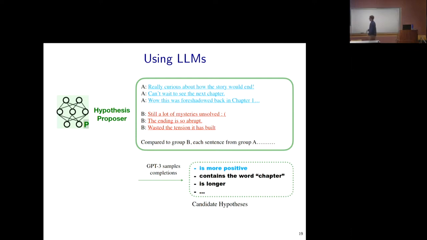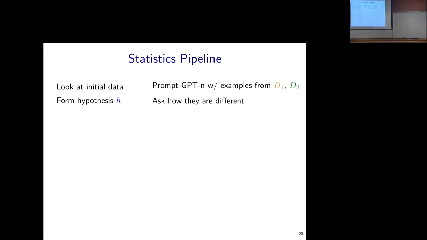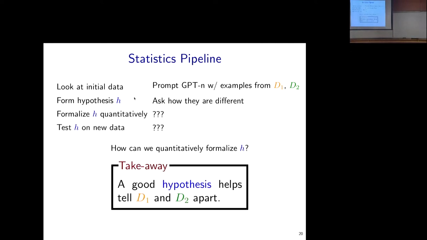So the nice thing is basically once you have the hypothesis, this context window problem goes away, because if I want to just test the hypothesis, I can do a for loop and test each example in my data set individually. So I no longer have the context length problem. So we start with these two steps that we've already done, looking at the data and forming a hypothesis. And to formalize this hypothesis quantitatively and test it on new data, we're going to say a hypothesis is good if it helps us tell D1 and D2 apart.